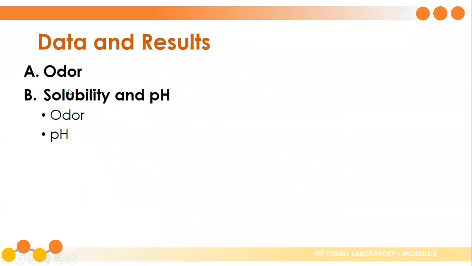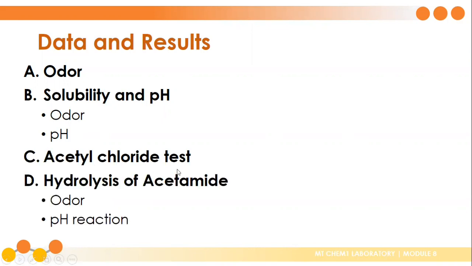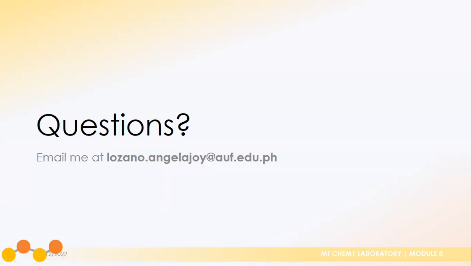We're done discussing the odor, solubility, and pH of amines and amides. We've discussed the acetyl chloride test, which is a test to transform amines to amides, and we've also discussed the hydrolysis of acetamide. That's it for our post-laboratory discussion for Module 8, wherein we've discussed the reactions and the data of the experiment.